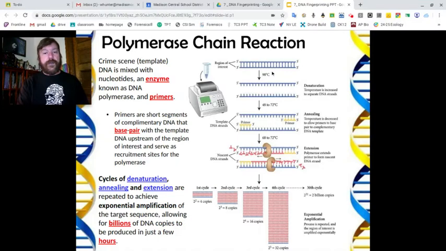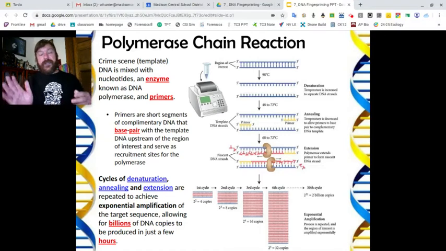The first one is what we call denaturation. You heat the DNA up to pretty close to boiling point. What that does is it drives the DNA strands apart from one another and exposes the base pairs. Then we cool it down to a lower temperature. Depending on what we're doing here, it depends on the primers that we're using. 48 to 72 degrees Celsius. What that does is it allows the primers, which are specialized sequences of DNA that match up to the ends of our DNA sequence that we are trying to magnify.